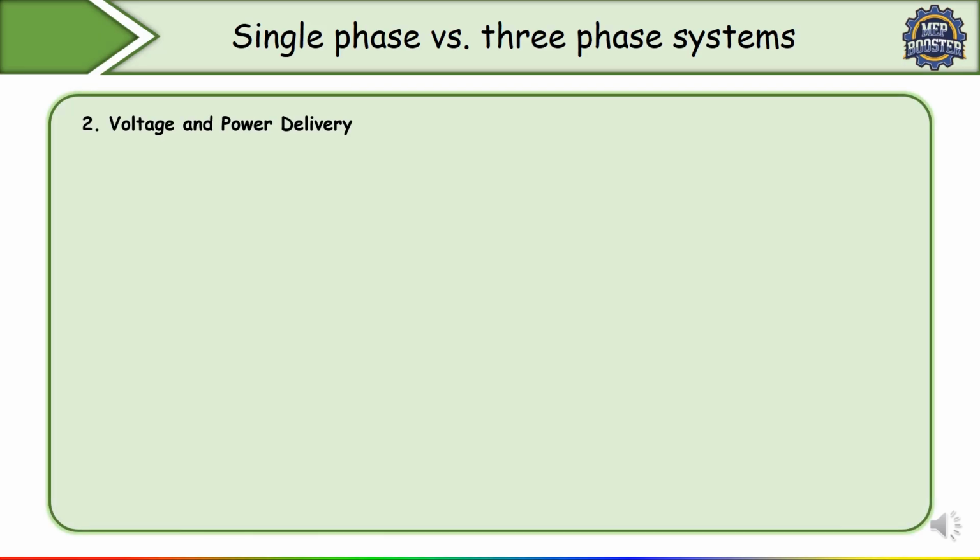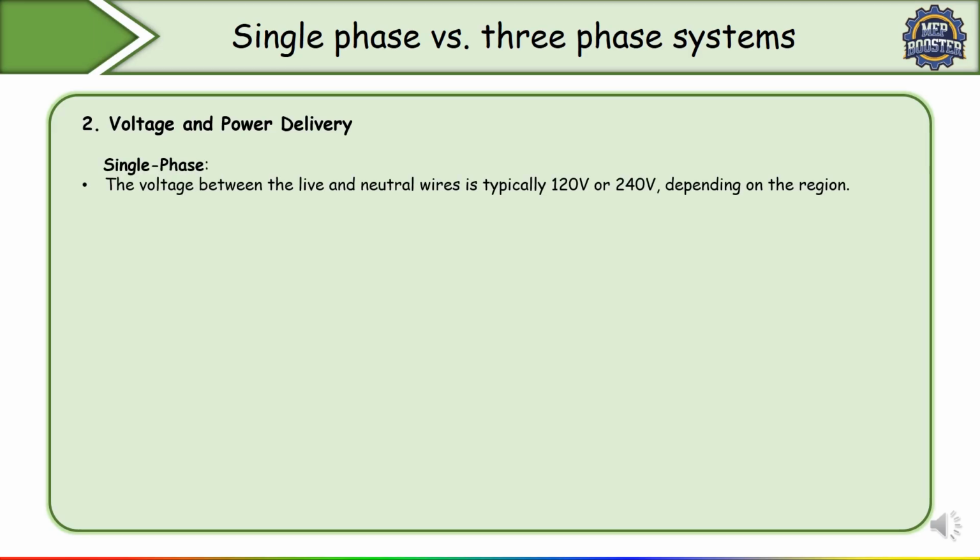Now we'll move to the second point, voltage and power delivery. We'll see the difference between single phase and three phase. In a single phase system, the voltage between the live, meaning hot, and neutral wire is usually 120 or 240 volt depending on the region. For example, in North America it is typically 120 volt, while in many other countries single phase voltage is around 230 to 240 volt. Next, power delivery is not constant in single phase system due to waveform oscillation. The power is delivered in one sine wave that rises and falls, meaning the voltage fluctuates. Because of this oscillation, the power supply is not continuous, which can lead to voltage dip or less efficient performance under heavy load.